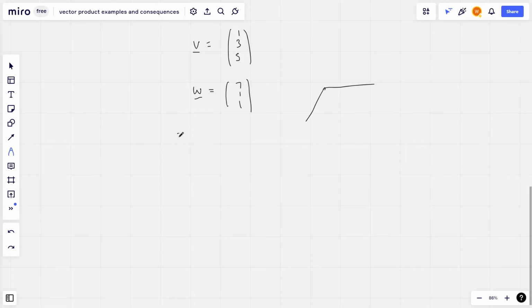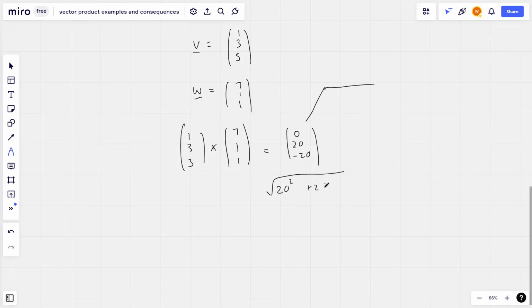So we'll have our 1, 3, 5 here multiplied by our 7, 1, 1, and this is equal to 3 minus 5... 0, and then we have 35 minus 1... 20, and then we have 1 minus 21, minus 20. So the magnitude of this is just the square root of 20 squared plus 20 squared, which is 20 root 2 is the area, which is nice.